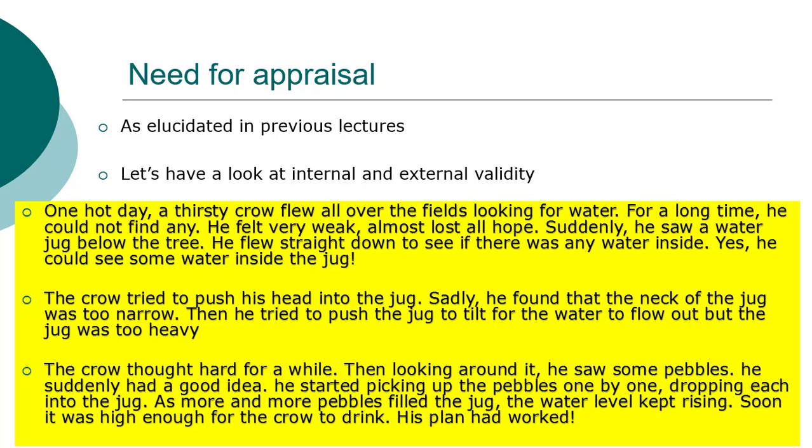There are many versions. One day a thirsty crow flew all over the fields looking for water. For a long time he could not find it. He felt very weak, almost lost all hope. Suddenly he saw a water jug below the tree. He flew straight down to see if there was any water inside. Yes, he could see some water inside the jug. The crow tried to push his head into the jug. Sadly, he found that the neck of the jug was too narrow. Then he tried to push the jug to tilt for the water to flow out, but the jug was too heavy. The crow thought hard for a while.